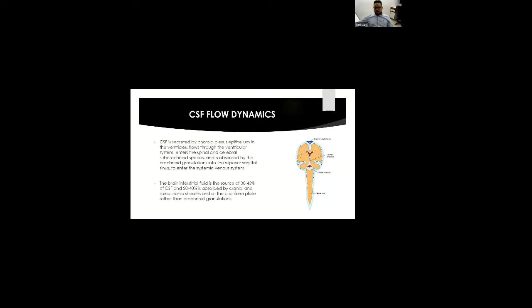The brain interstitial fluid is the source of 30 to 40% of CSF, and 20 to 40% is absorbed by the cranial and spinal nerve sheaths and at the cribriform plate, rather than arachnoid granulations.